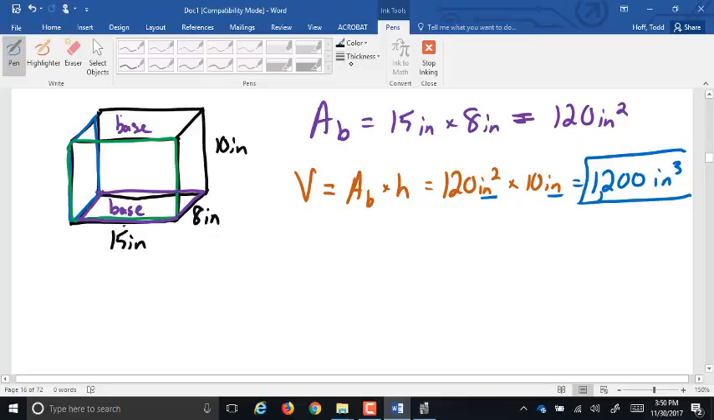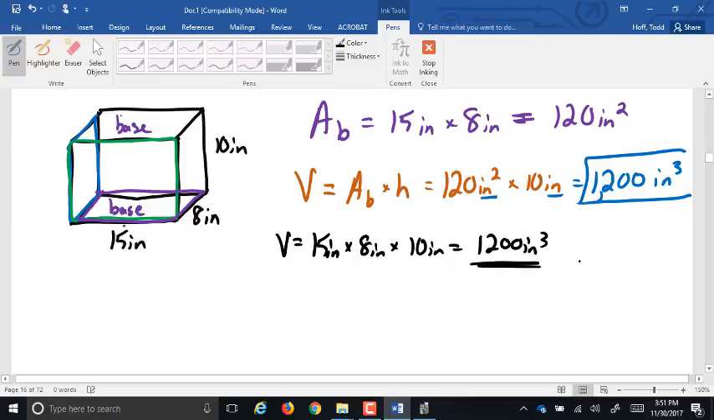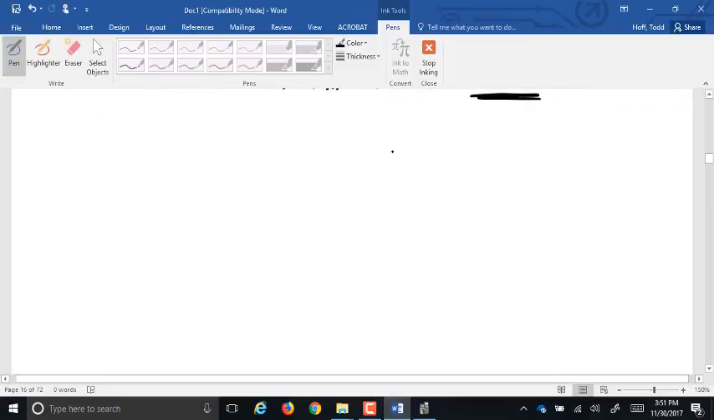Now again, some of you are probably looking at it saying, well, it would have been real easy to just go length times width times height. That's 1200 inches cubed. And that's true. But again, the reason why I define volume as an area of a base times a height is because we do run into problems like this.